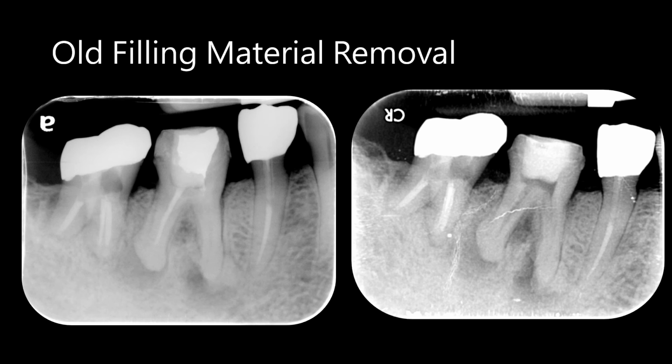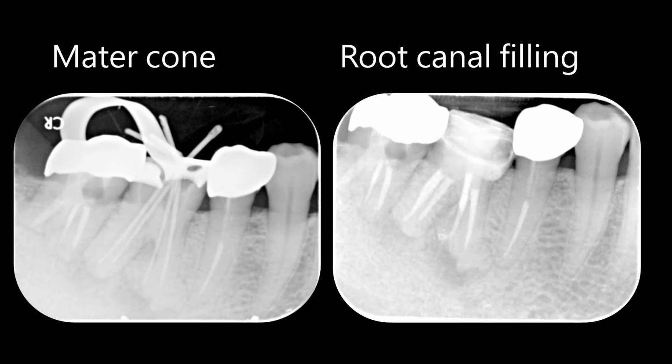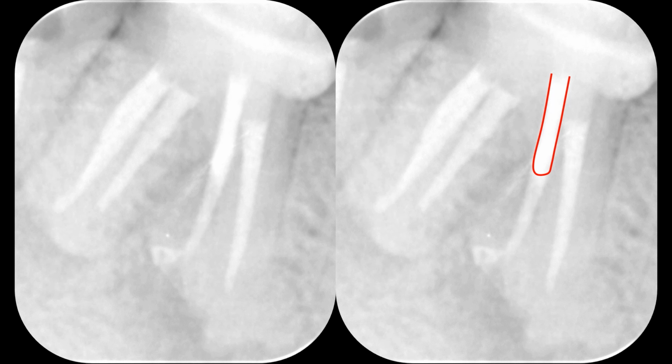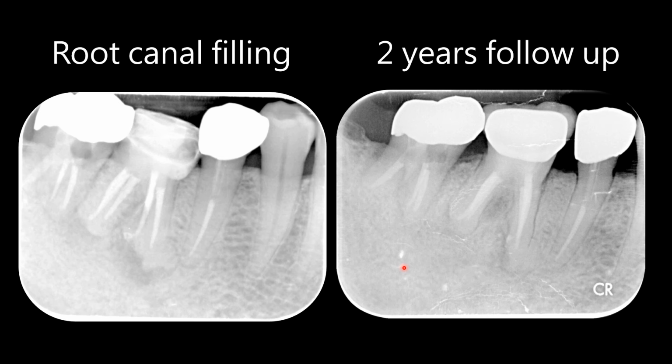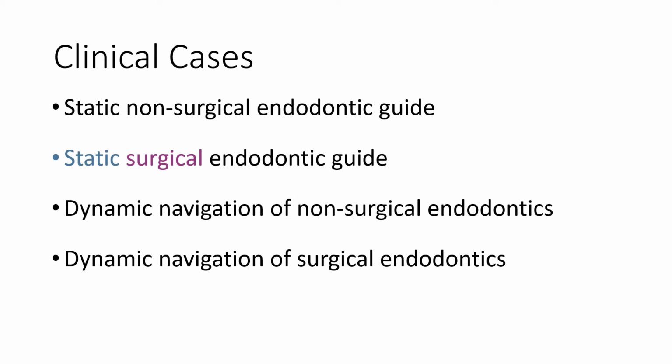So this is the microscope picture after I used the guide plate, the mesiolingual root. And after I found the root canal, I removed all the GP and checked the master cone and did the root canal filling. And as you can see, there's a more radiopaque path that I drilled with the guide. This is the finished root canal treatment, and this is the 2-year follow-up. The apical lesion is almost healed, but not completely healed, I think.